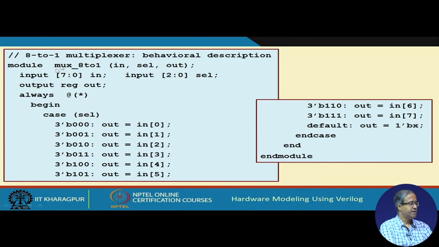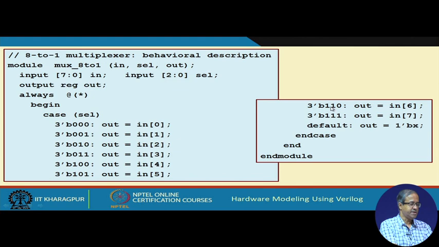Okay. Now, here we are saying always @(*), whenever some input values change, either in or sel, you do this. It is a simple case statement on sel. Here we are just enumerating all 8 binary combinations 000 up to 111. If it is 000, then in[0] is selected and assigned to out. If 001, then in[1] will be assigned to out, and so on. If it is 111, in[7] will be assigned to out.